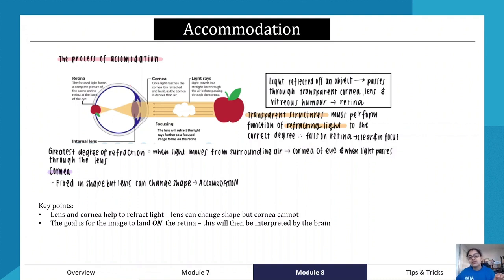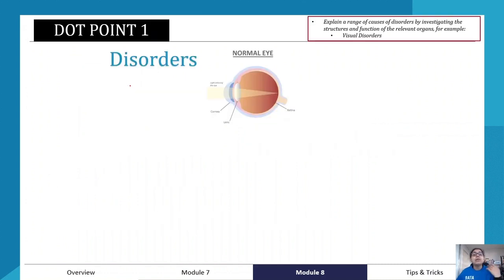And the goal is for the image to land on the retina. It has to land on the retina so that it can be interpreted by the brain. But that may not always happen, and this is why. This is a normal eye. This is the focal plane at the back. Here we've got the retina. It's landing right at the back of the retina.